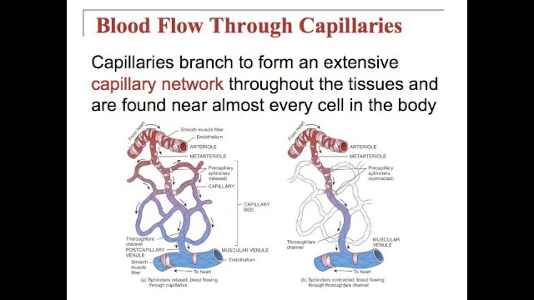So page 776, figure 21.3. Capillaries branch to form an extensive capillary network throughout the tissues and are found near almost every cell in the body. In capillaries, nutrients, gases, and wastes are exchanged between the blood and the interstitial fluid.